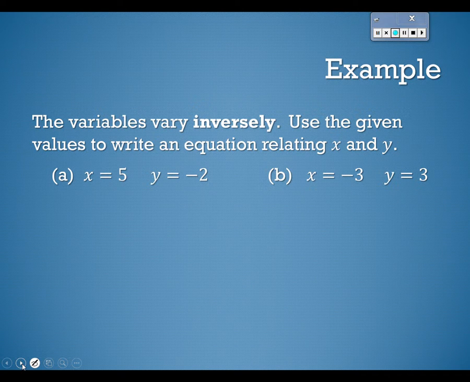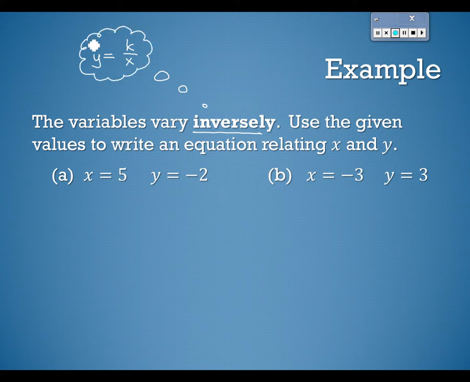It says right away here at the beginning, and this is what I meant when you see the words inversely, it says the variables vary inversely. As soon as you see this, I put it in bold. I want you to think about which equation? Y equals k over x. Good. As soon as you see that, I want you to write that down somewhere. So we have the transmission from the word area of your brain to your math area of your brain.